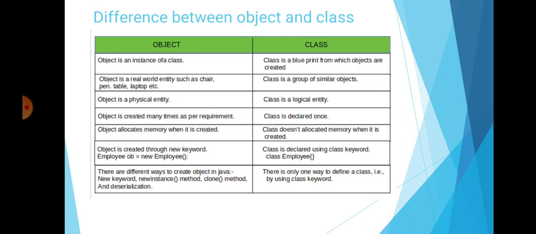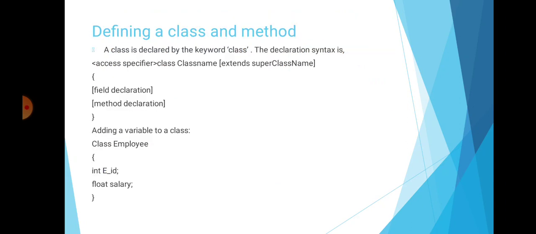For example, class Employee. Then for objects, there are different ways to create objects in Java: new keyword, newInstance method, clone method, and deserialization. And for a class there is only one way to define a class, that is by using the class keyword.